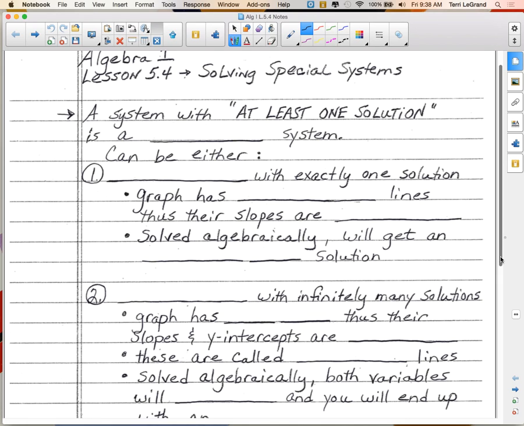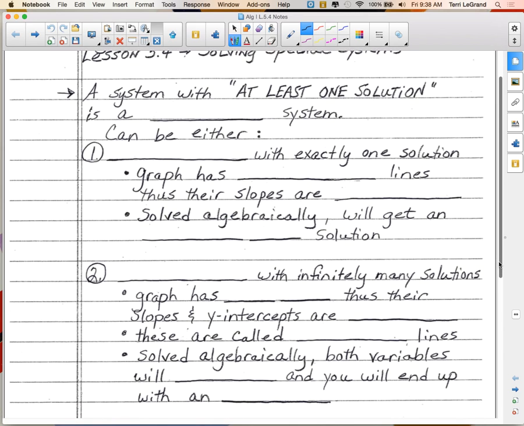So let's start talking about how we are going to name these. A system with at least one solution. There might be just the one solution, or there might be what I just talked about, infinitely many solutions. If we have a system that has at least one solution, we call it a consistent system. A consistent system. If it is a consistent system, I want you to put a box around that, it can be either, there are 2 choices of what else it can be.